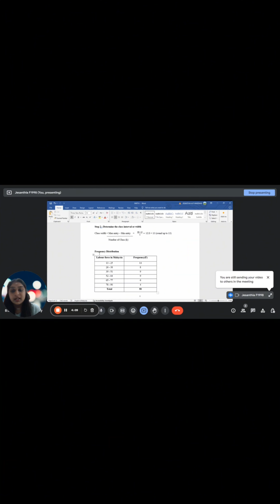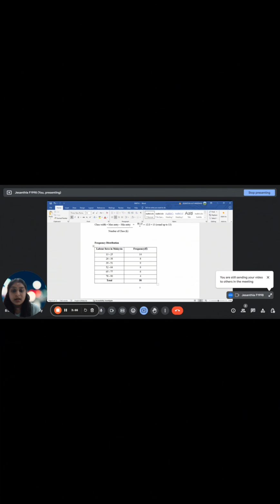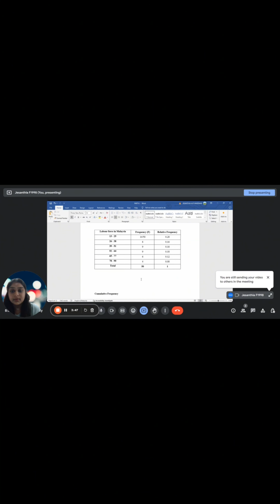And we come out with the frequency distribution. For example, for 13 to 25, we count the numbers, so the total number is 14. Then after we calculate all the totals, we must get 50. For the relative frequency, the formula is, for example, 14 divided by 50. So we get 0.28. Then after we total up, we must get 1.